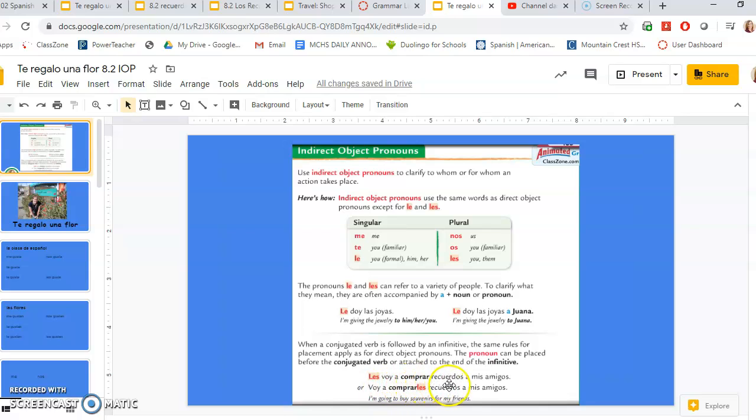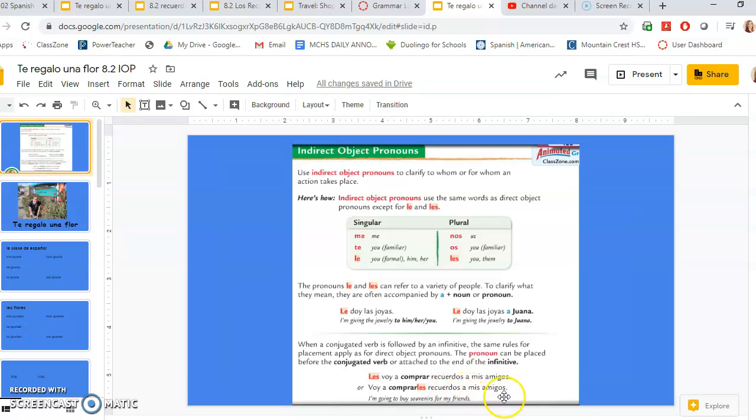Les voy a comprar recuerdos a mis amigos. I'm going to buy souvenirs for my friends. Or voy a comprarles recuerdos a mis amigos. I love this. You just stick this little les right on the end of an infinitive verb. And it's the same order we say it in English. I'm going to buy them souvenirs.